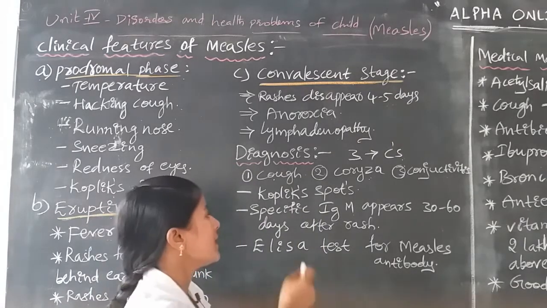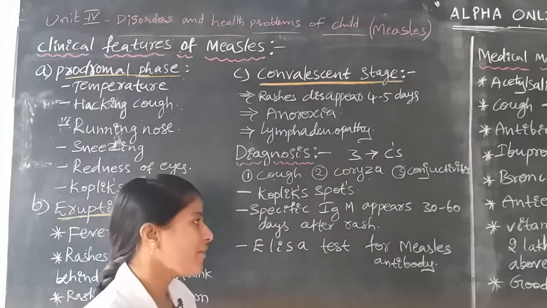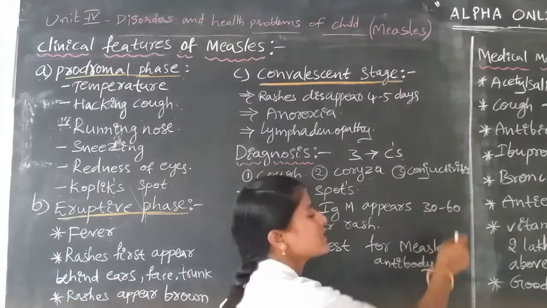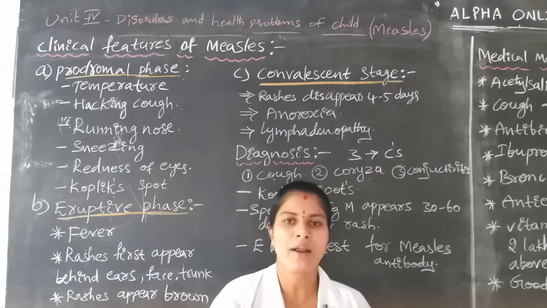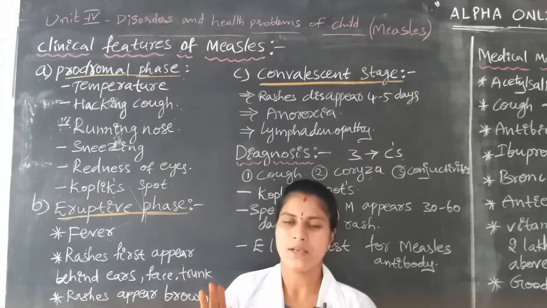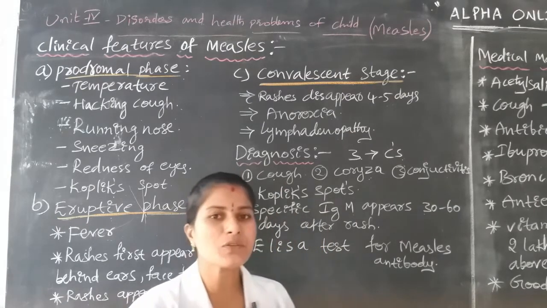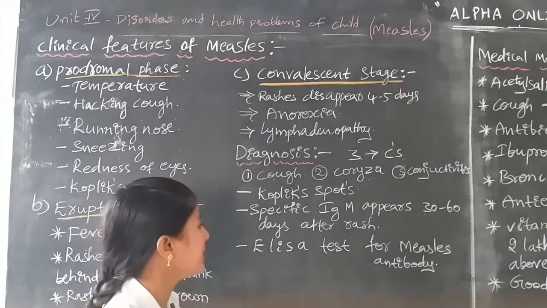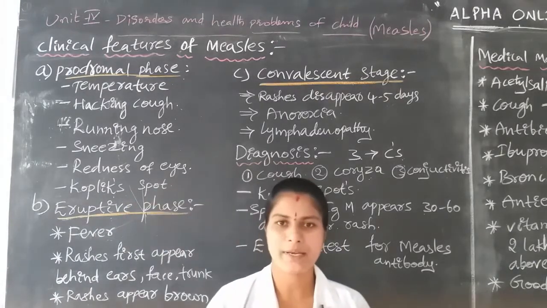Here, immunoglobulin M is identified after appearance of 30 to 60 days of rash. Once the child is affected by this measles disease, the skin rash is identified. After 30 to 60 days we identify this skin rash, IgG immunoglobulin.